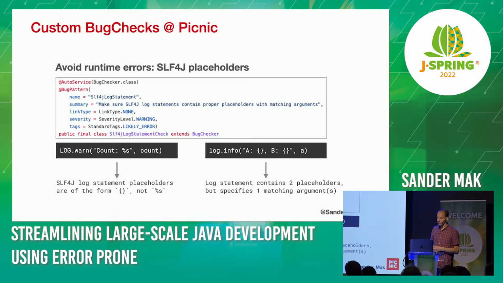And similarly, we can also detect, for example, if you have two placeholders in your log statement and only one parameter. Well, it will compile, it will run, it will actually log and do something, but it's not doing what you want, right? So we have a check for that as well. So these are things that can help in the way people use or abuse APIs.